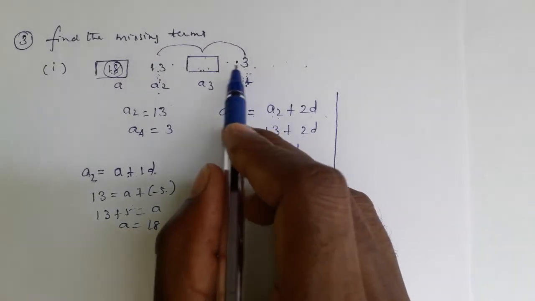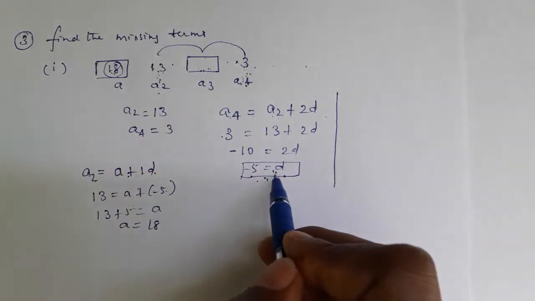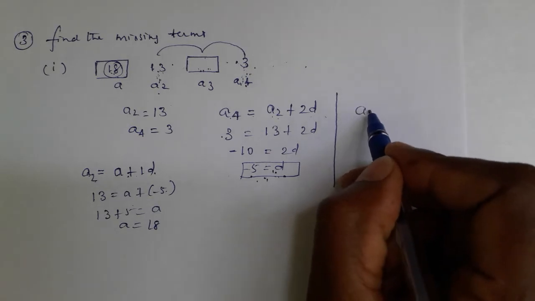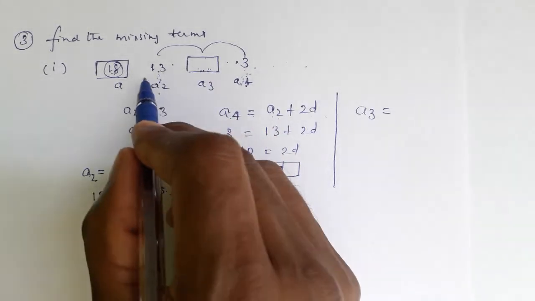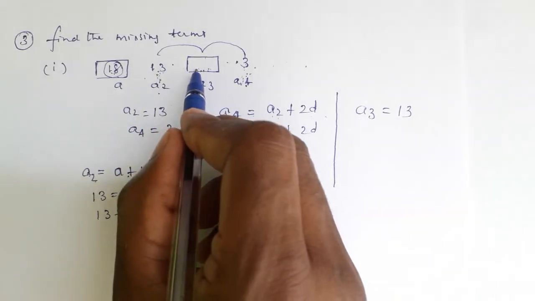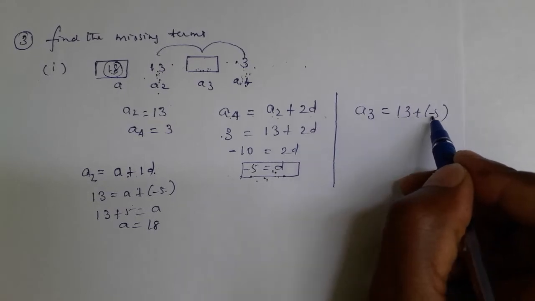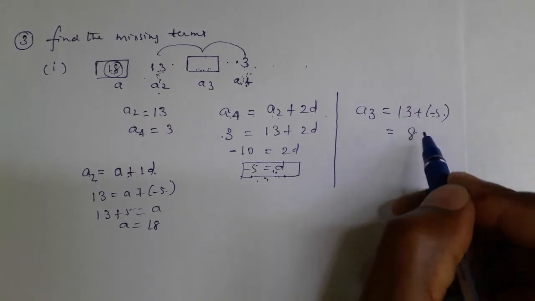Remember, now it is 13, right? 13. To get the next number, what do we have to do? Minus 5 we have to add. That means A3 is equal to, previous number was how much? 13. For the 13, minus 5 is added. For 13 added minus 5, what will we get? 8 we will get.